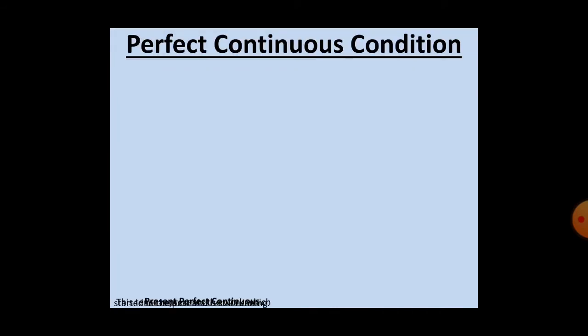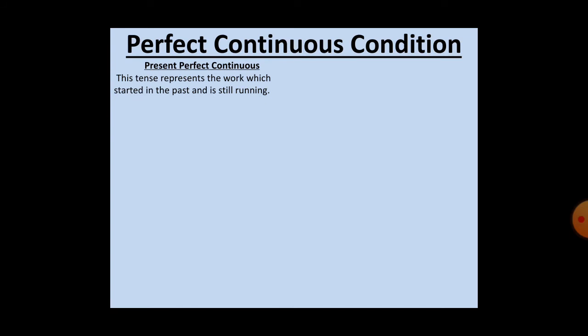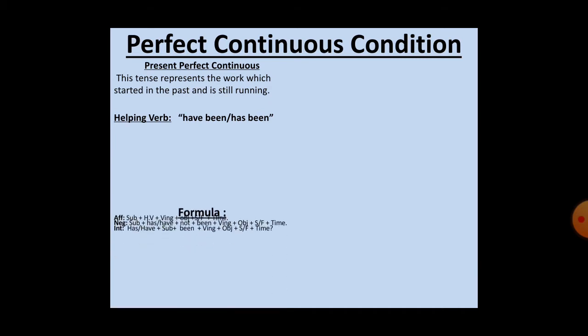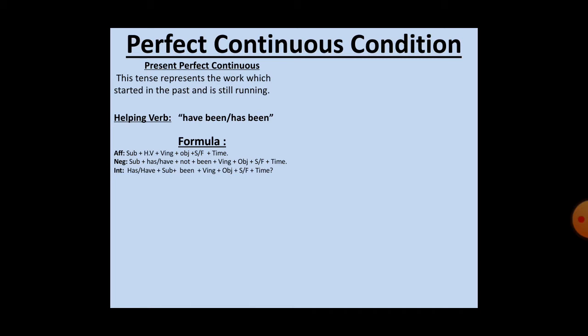Okay students, now I move towards our last condition, perfect continuous condition. So perfect continuous condition we use to show the work which started in the past and is still going on or running. So for helping verbs we use has been and have been. Then the formula of present perfect continuous is subject plus helping verb, verb first form plus ing, object. We use since and for in this sentence. Since is used for starting time, and for is used to mention the quantity of time, the period of time.